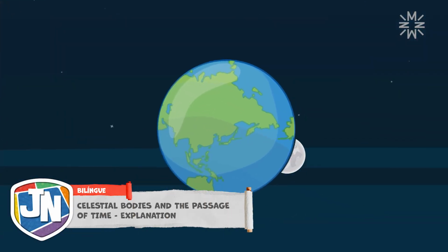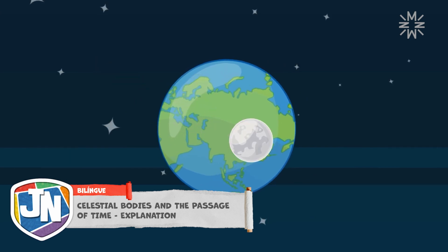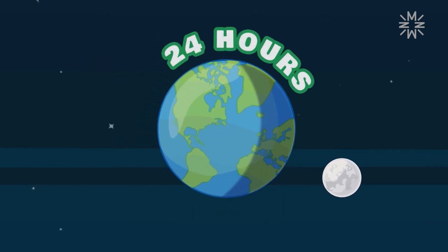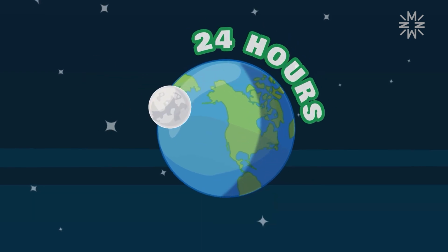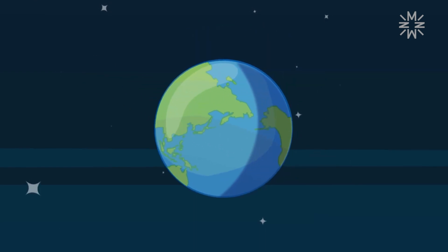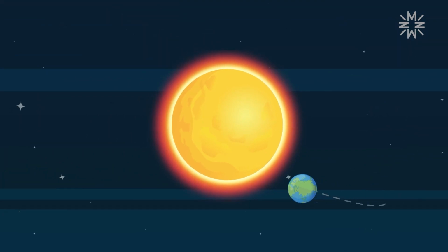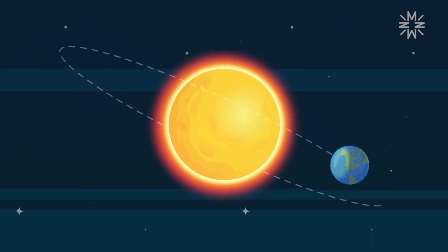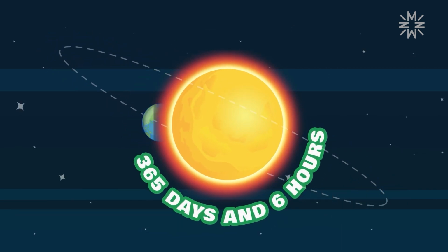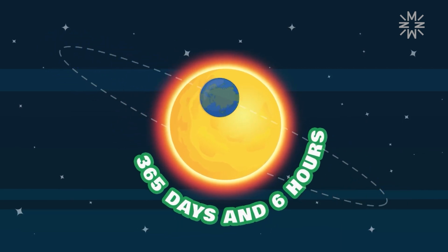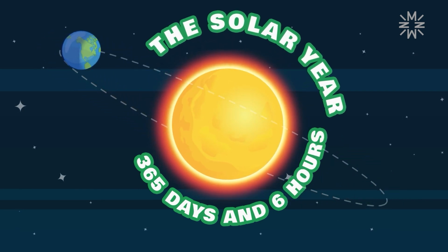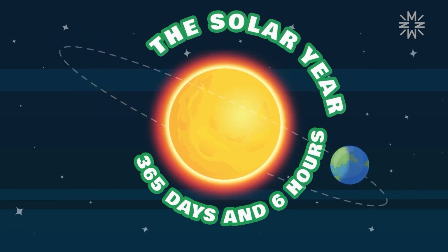The Earth rotates around itself in a movement called rotation, forming day and night in about 24 hours. Additionally, the Earth revolves around the Sun, resulting in the 4 seasons. This movement takes approximately 365 days and 6 hours to complete. And that is the basis for the solar year, which is the period we use in modern calendars.